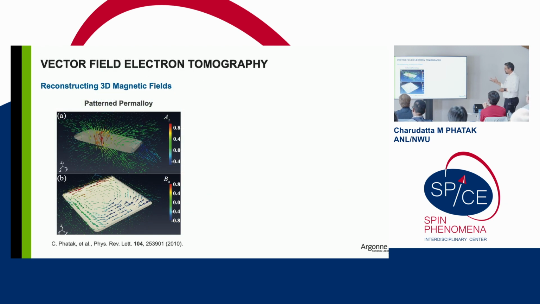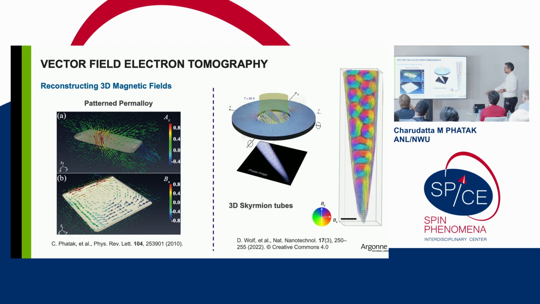Since this was about 3D imaging, this was vector field electron tomography, now almost 10 years ago. This was actually my PhD thesis work, where we developed electron tomography and combined it with phase reconstruction methods to reconstruct 3D magnetic fields. Here this is showing that we can reconstruct either the vector potential or the magnetic induction maps in 3 dimensions. This was from an example of a patterned permalloy square. But then the same approach was recently used by Daniel Wolf at Dresden to look at three-dimensional reconstruction of skyrmion tubes.